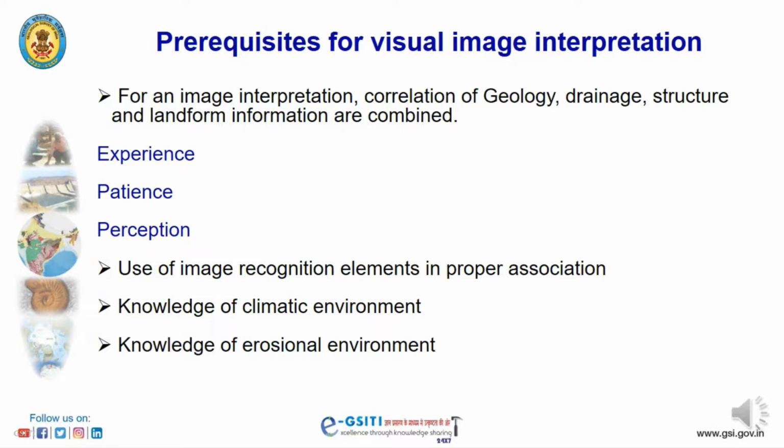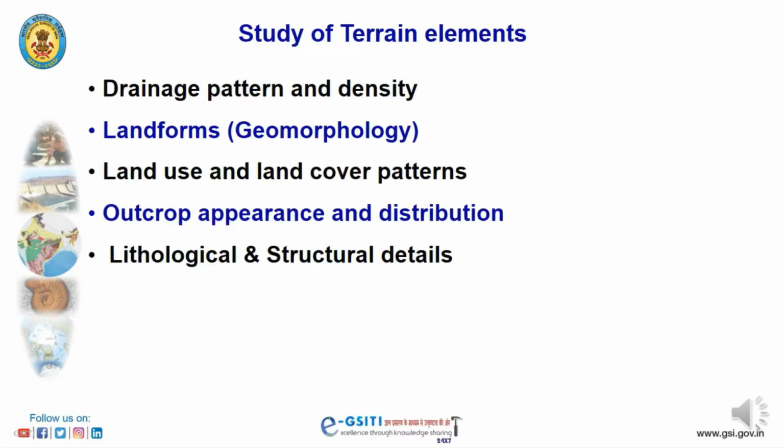Prerequisites for visual image interpretation. For an image interpretation, correlation of geology, drainage, structure and landform information is combined. With experience, patience and perception, various image recognition elements with proper association, and knowledge of the climatic environment and erosional environment help us in visual image interpretation. Study of terrain elements is essential in image interpretation.